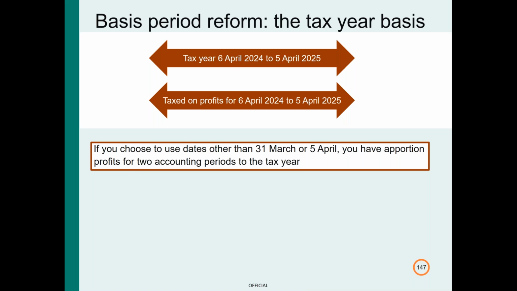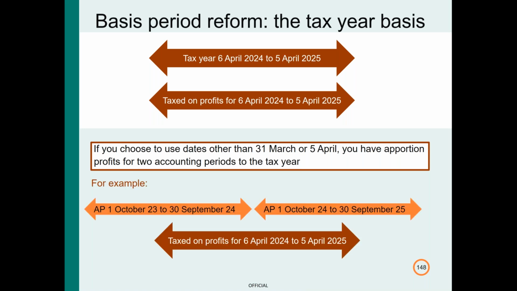Accounting periods ending on the 31st of March will be treated as equivalent to those ending on the 5th of April for all businesses, including property businesses. For example, if the accounting period shown here as AP is from the 1st of October to the 30th of September, you would need to apportion profits to match the tax year from the 6th of April to the 5th of April.